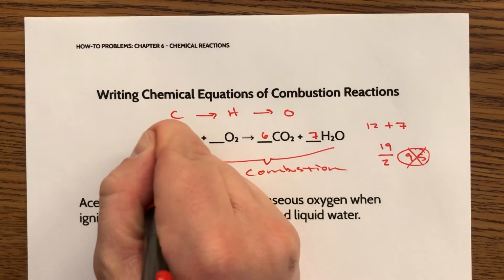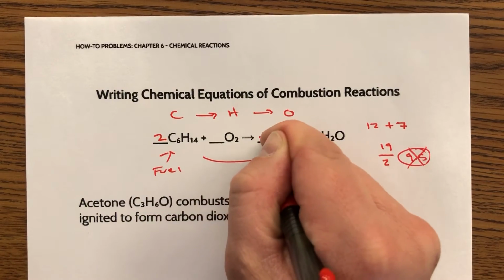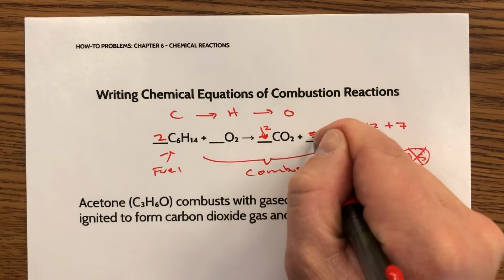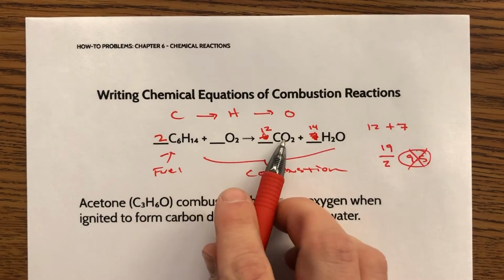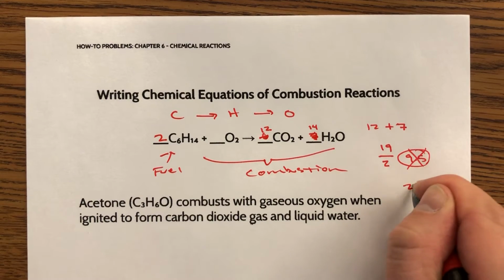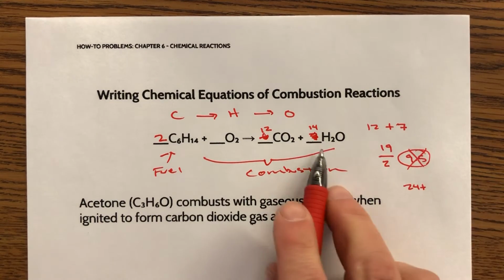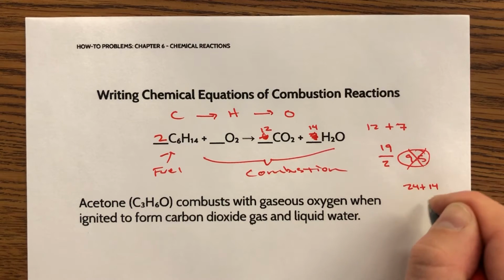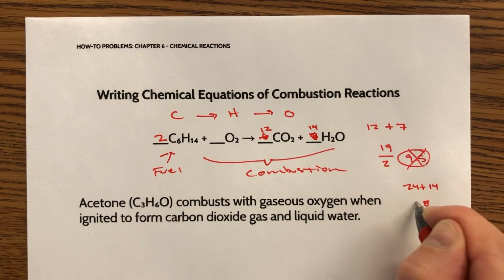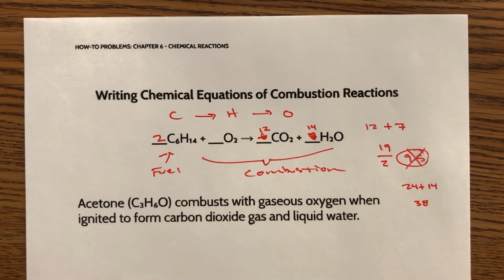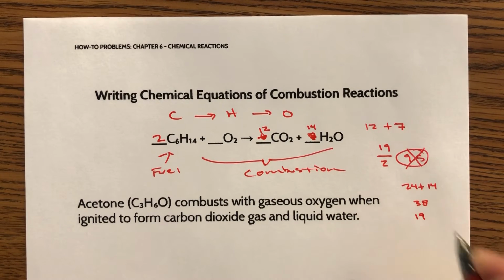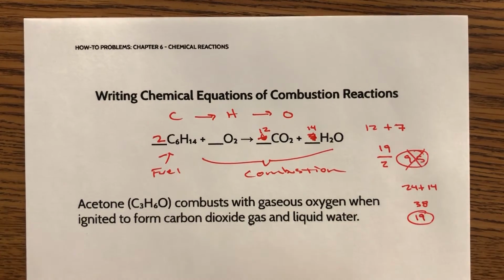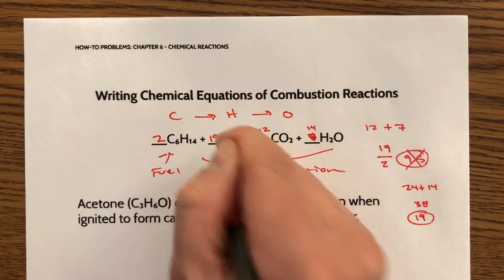So we're going to double this. We're going to change our 6 to 12 and our 7 to 14. Okay, and then we're going to add up our oxygens again. 12 times 2 is 24 plus 14, and that's going to give us 38. And if we divide 38 by 2, that's going to give us 19, I believe. Yes, it's 19. All right, now we're going to have 19 O2s.